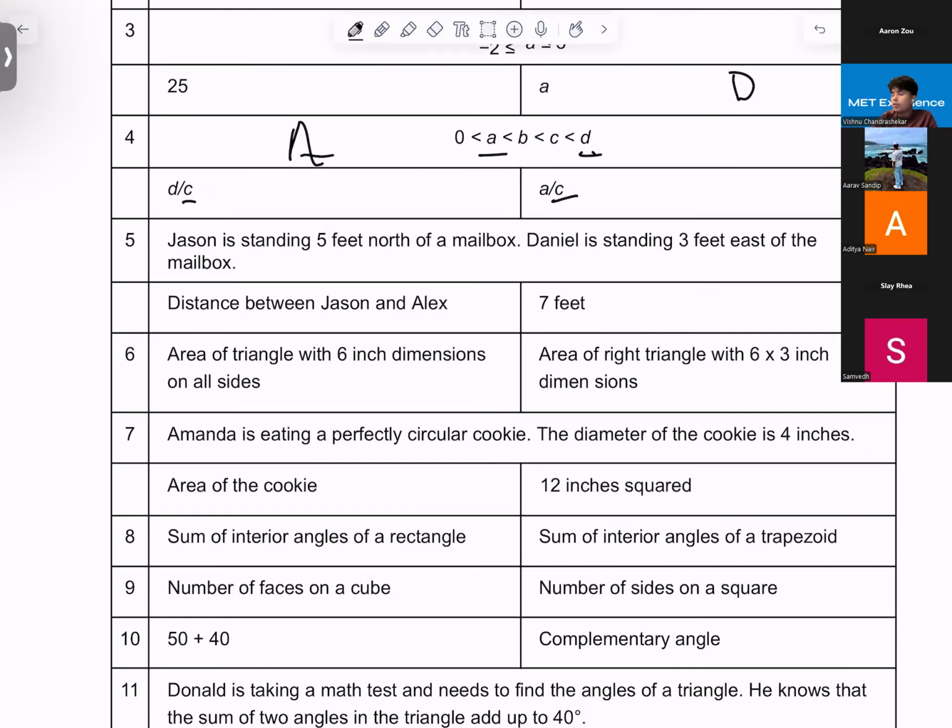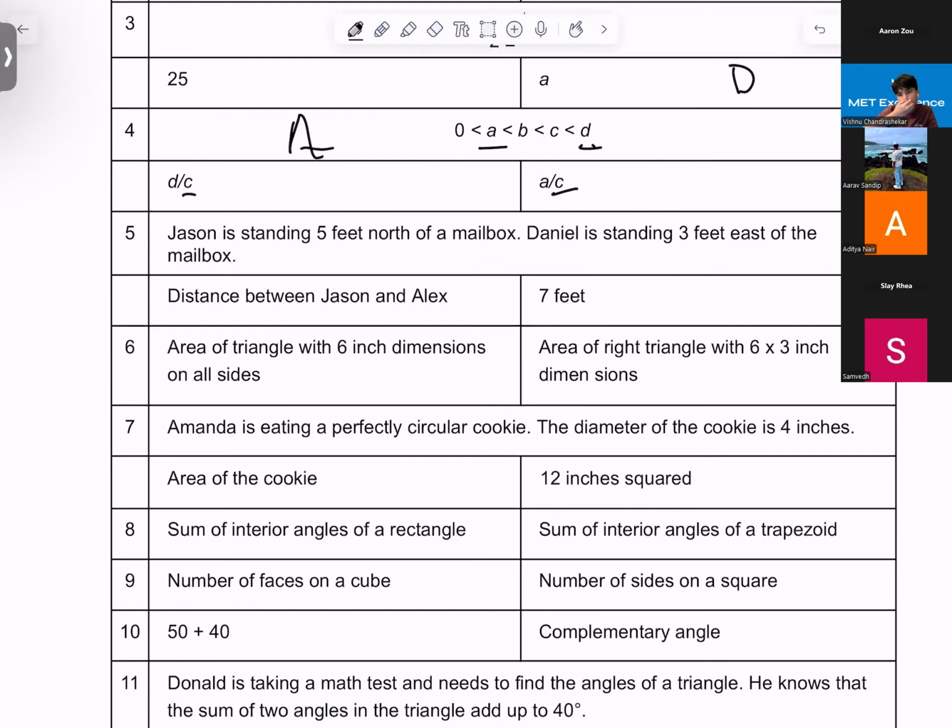For number 5, I understand if some of you got this wrong, you were kind of lost because we didn't really talk about an Alex in this question, so that's our bad. We'll make sure to not do that on the next test. But assuming Alex was Daniel, it would be the square root of 5 squared plus 3 squared, which is the square root of 34, which is equal to 5.83, which would be B.